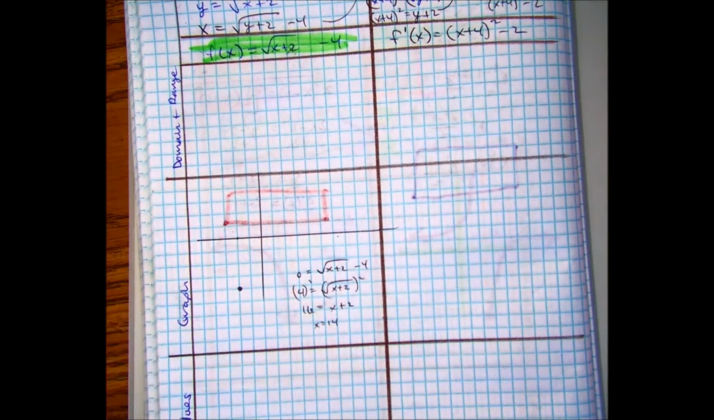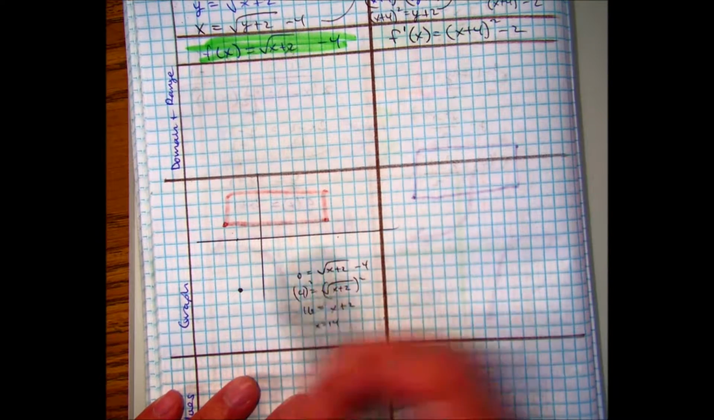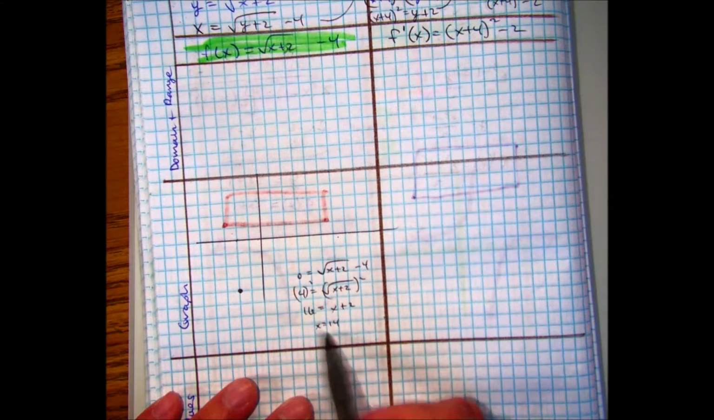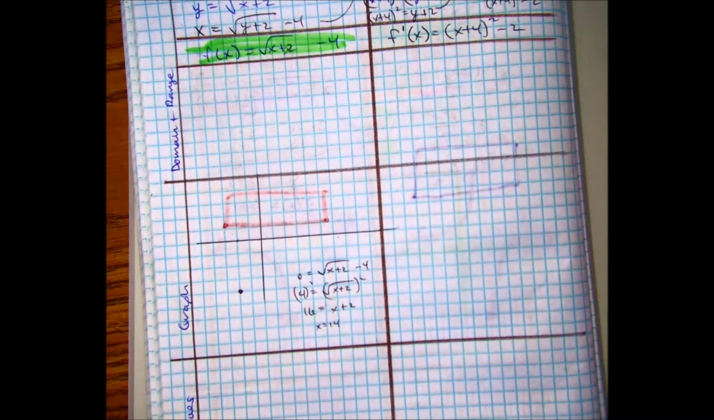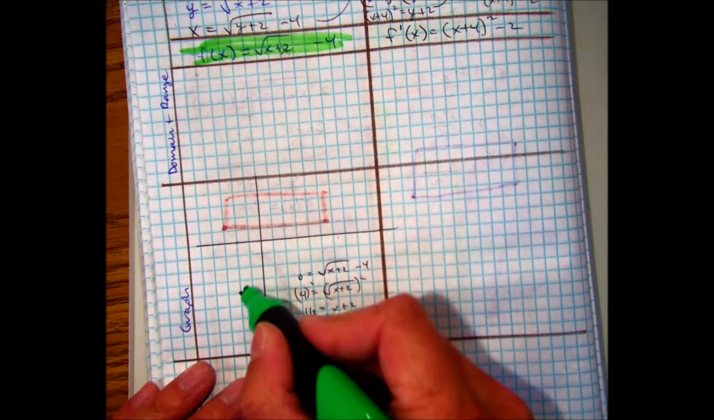What did I just find, class? Somewhere way over here, that's where it's going to cross the x-axis, right? That's my x-intercept. So just really roughly, I want to show you that the graph kind of looks like this.